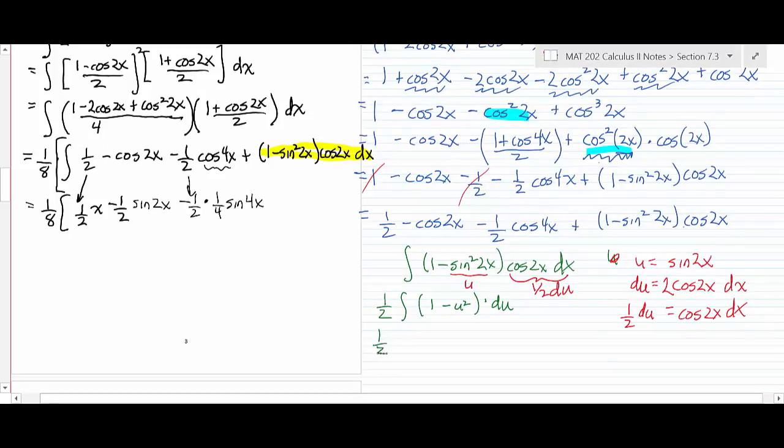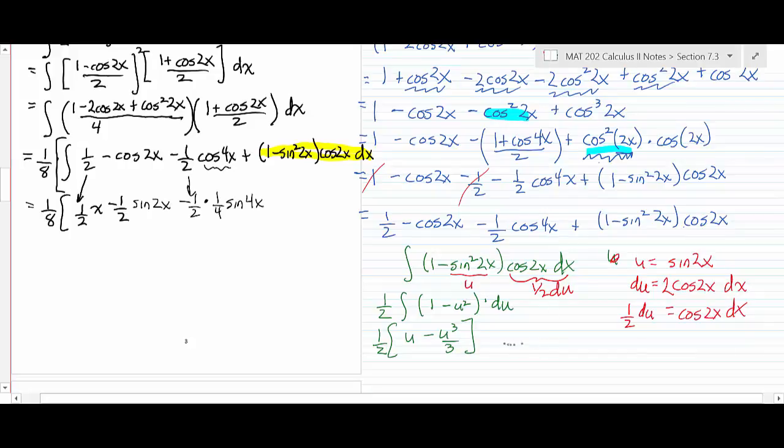We have 1/2. The integral of 1 is u. The integral of u to the second is u to the third over 3. And then we're going to plug everything in. Then we'll go back in our problem, and we'll be ready to clean up and finally get our answer. Okay? All right, everybody good?